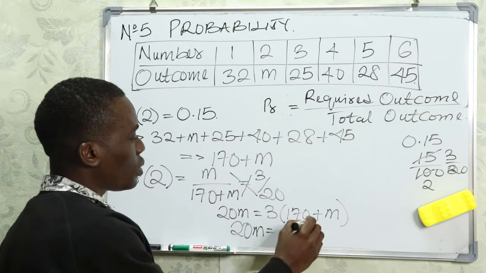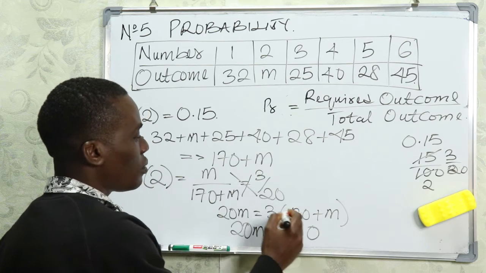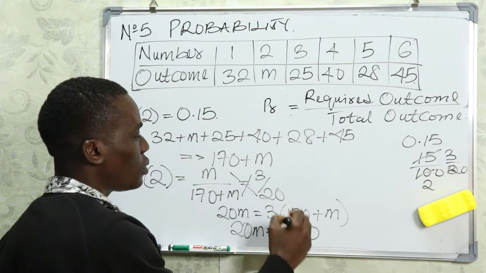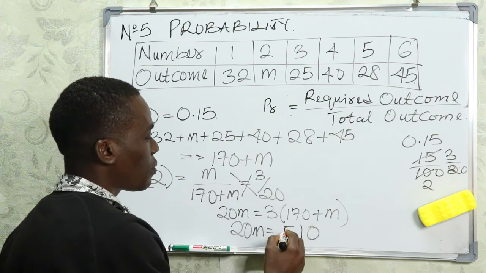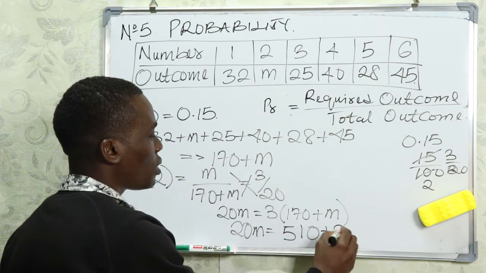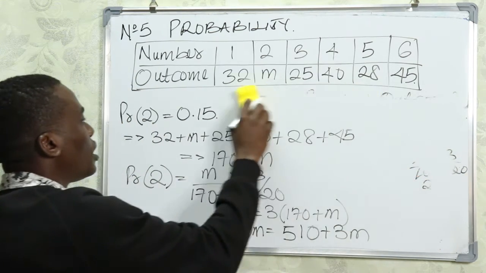20m equal to 3 times 170, plus 3 times m. 3 times 0 gives 0. 7 times 3, 21. You write 1, you take over 2. 3 times 1 will give us 3, plus 2, that's 5. So 510 plus 3m. So gradually we are pulling off.